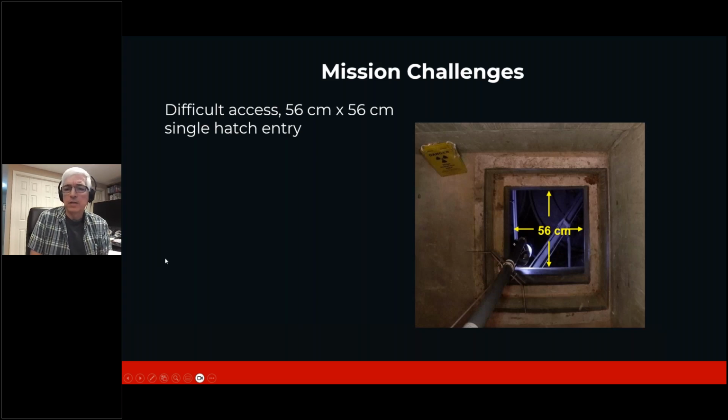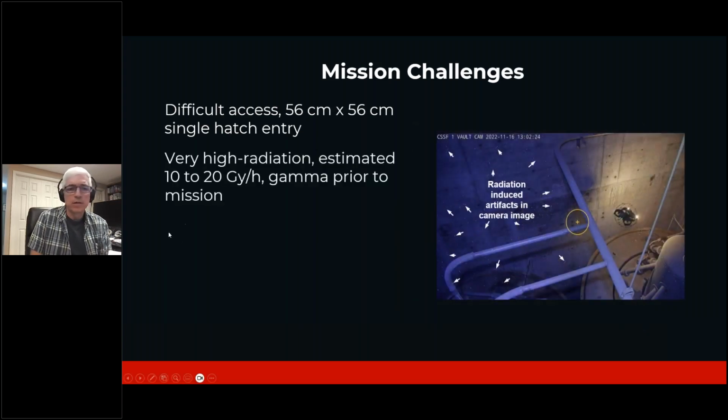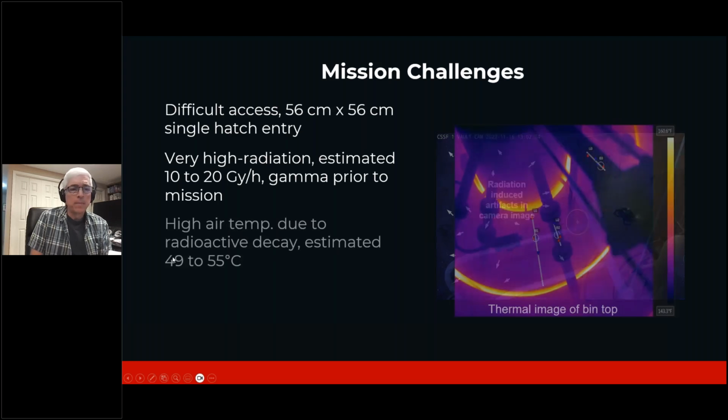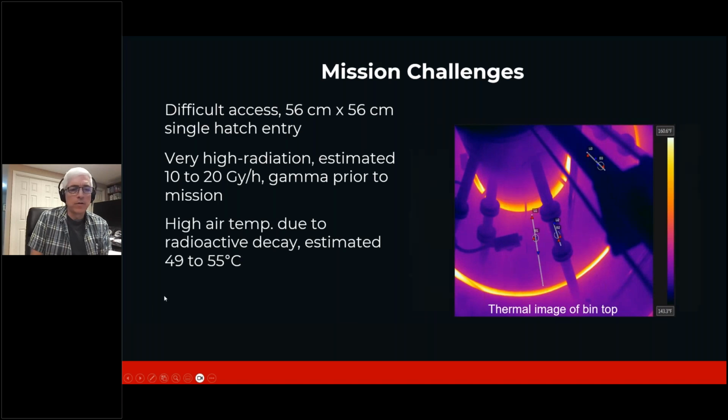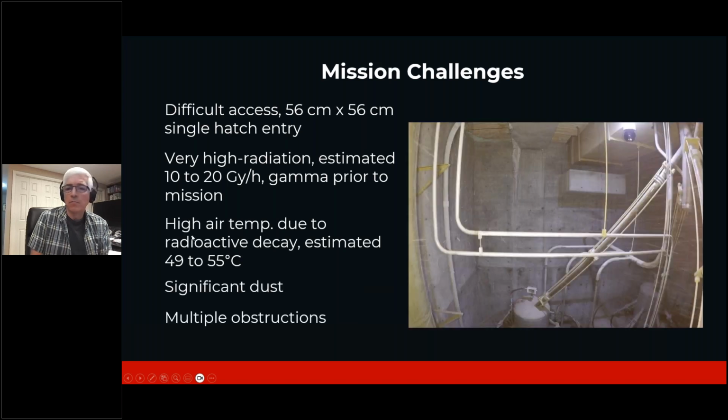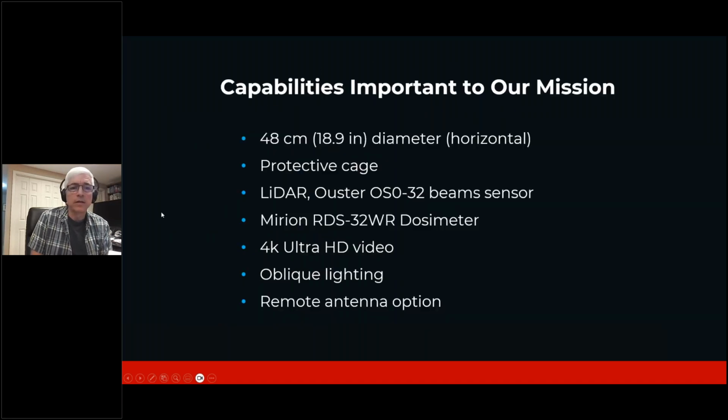As I mentioned, the 56 centimeter square vault. Luckily, the Elios 3 drone is roughly 48 centimeter diameter in the horizontal, which gave us a little bit of margin for our pilot to lower that drone, fly that drone in. Significant radiation in the vault. This was estimated to be 10 to 20 gray per hour gamma, and high temperature due to the radioactive decay, significant dust, multiple obstructions. All the things that the Elios 3 is really good at handling.